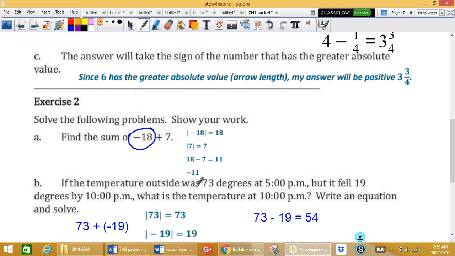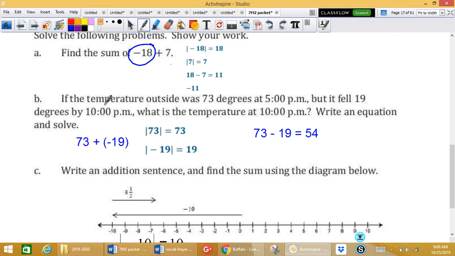If the temperature outside was 73 degrees at 5 p.m., but it fell 19 degrees by 10 p.m., what is the temperature at 10 p.m.? Write an equation and solve. So we have 73 plus negative 19. I found the absolute values, subtracted them, got 54, and it's going to be a positive 54 because 73 is bigger.